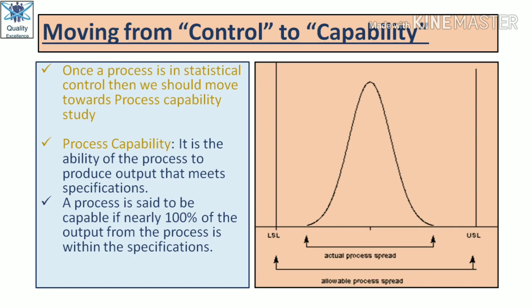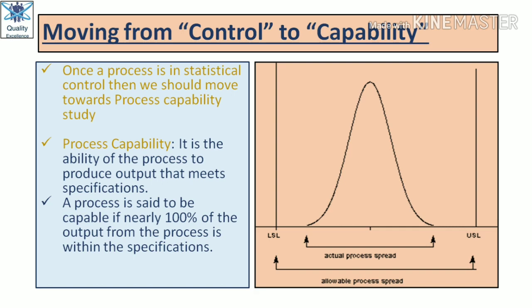Without the process being in statistical control, if we move to a process capability study, then it will not give us the right picture. So basically, once the process is within statistical control, then and only then is it advisable to move towards a process capability study. So today our agenda is to know process control and the interpretation of control charts. For process capability, we'll just go through it.